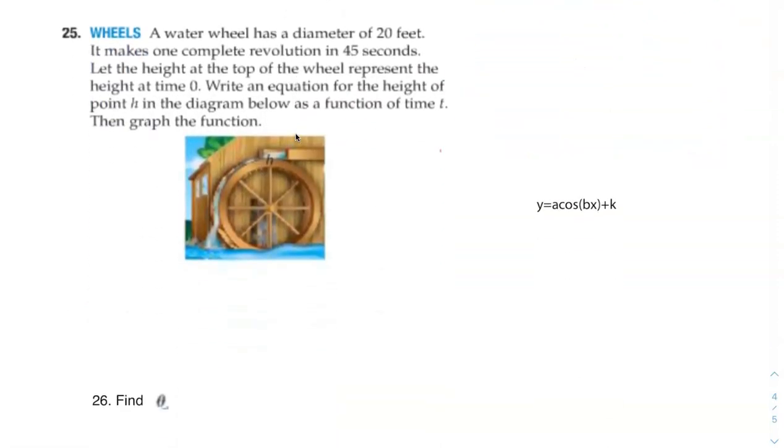This is like the Ferris wheel one, which is not a Ferris wheel, but same concept though. The water wheel has a diameter of 20 feet. So here's my water wheel, that's 20 feet diameter. It makes one revolution in 45 seconds. So remember, anytime I say that, that's just your period. So I know my period equals 45.